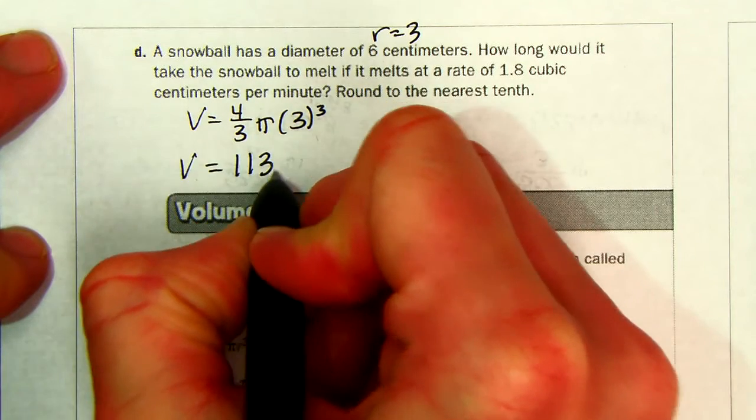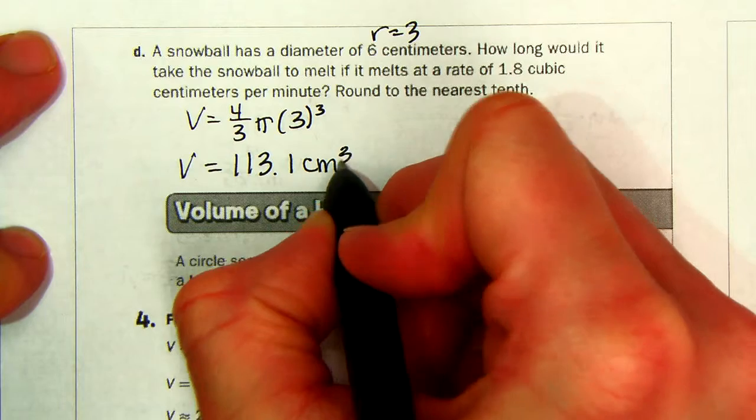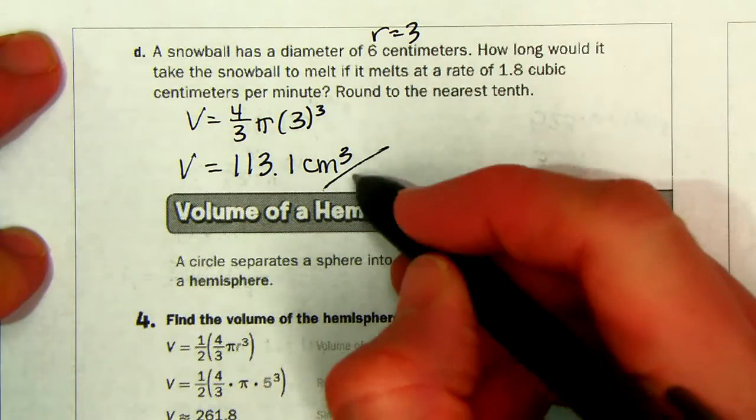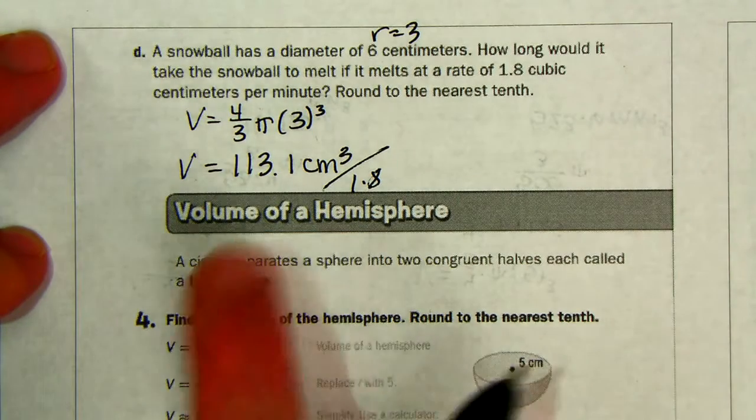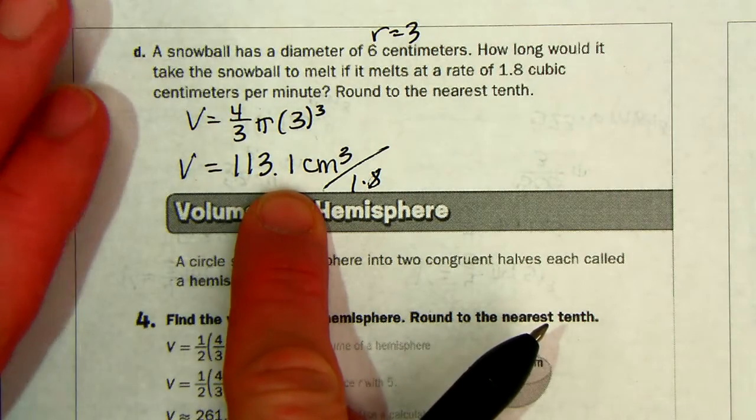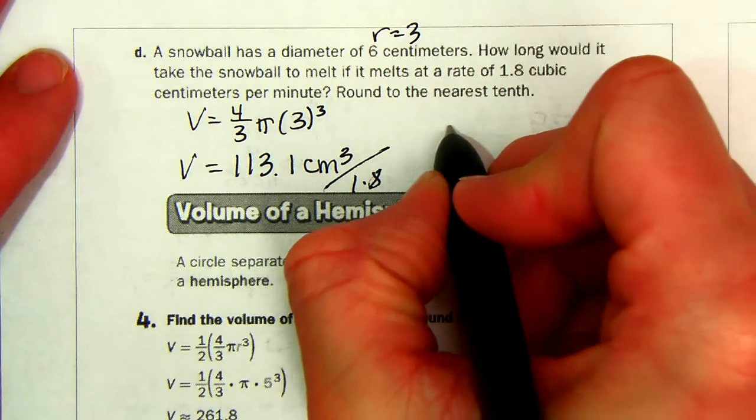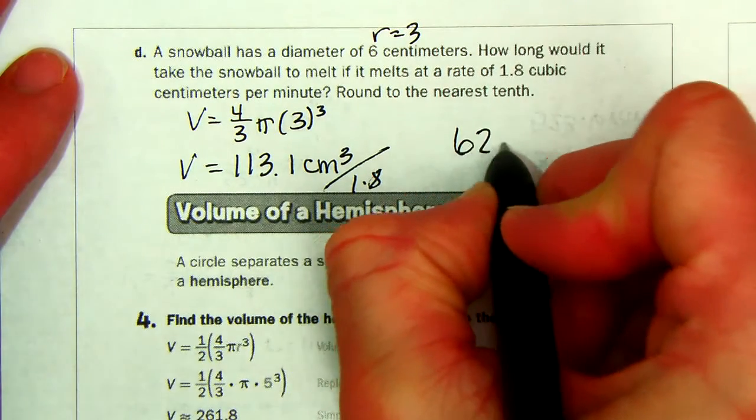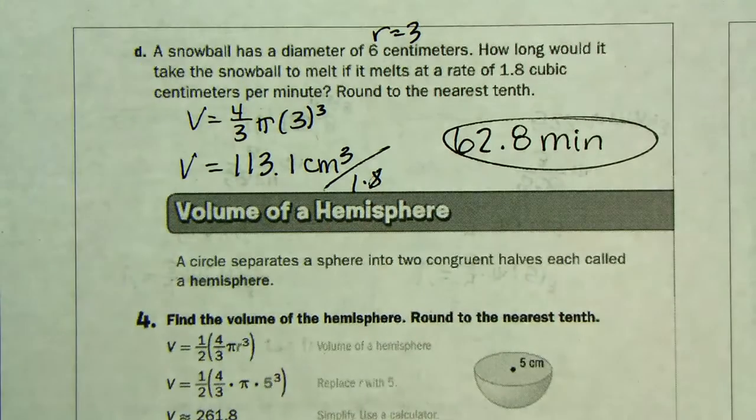And then divide by 1.8. And you guys, I did that on my calculator. I know I wrote it down, and I rounded as I wrote it down, but I left that number in my calculator, and I found a closer answer. So it takes 62.8 minutes for that to melt. So a little over an hour. 62.8 minutes seems like a long time, but when you think about it, a snowball taking just a little bit over an hour, that's not that bad, right? Because it does take a little bit.